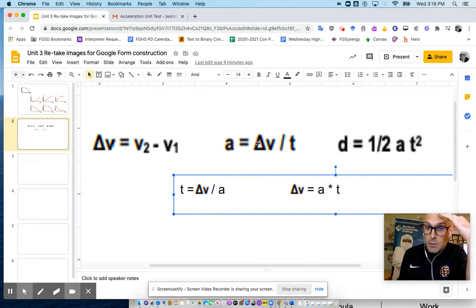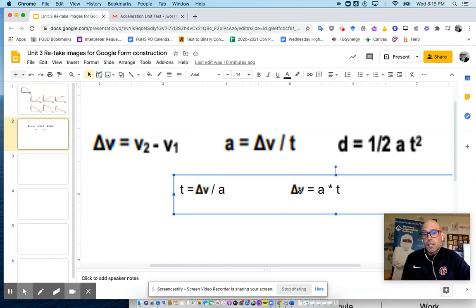So acceleration equals the change in velocity divided by time. It's the same thing as time equals the change in velocity divided by acceleration, and change in velocity is acceleration times time. That's because division and multiplication are opposites of each other. Now, some people got confused because change in velocity just means ending velocity minus beginning velocity. V2, the ending or final velocity, minus V1, the beginning or initial velocity. So change in velocity is in these other equations.